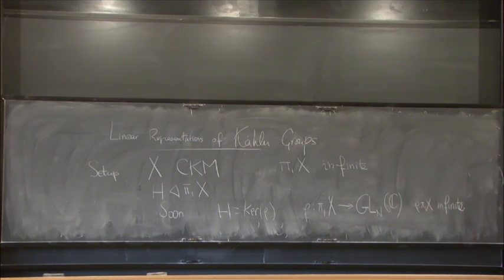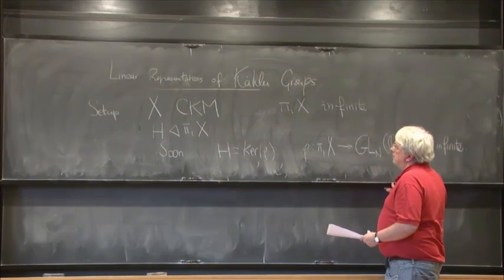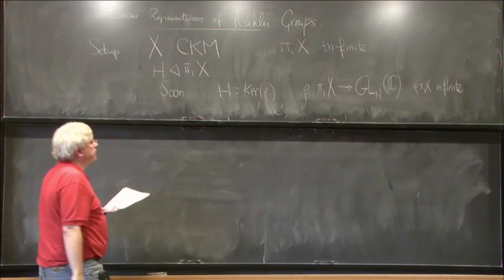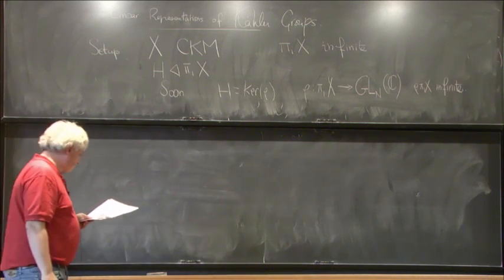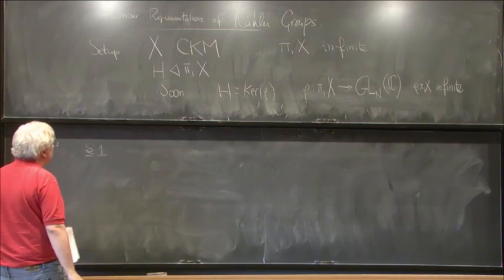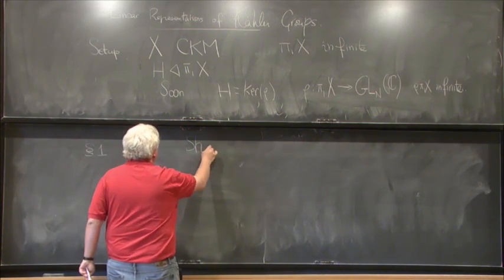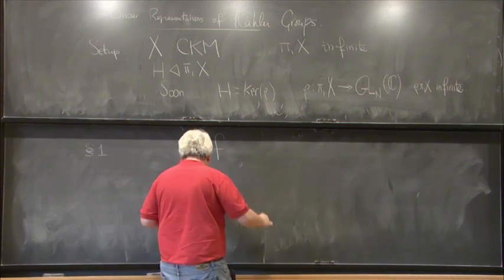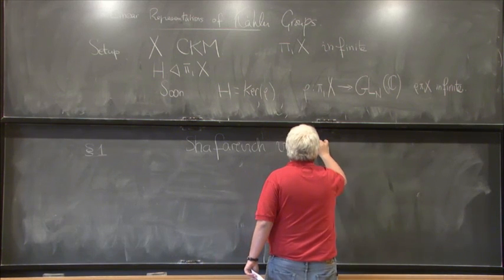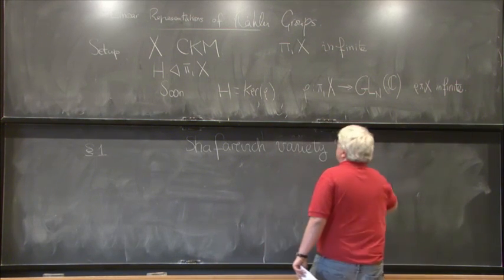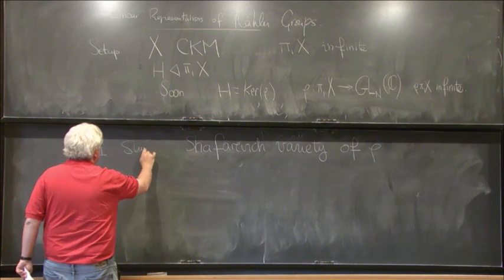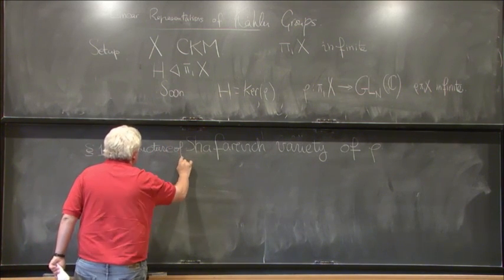If we want to control this object geometrically, the important object was introduced by Kollár and Campana, and it is the Shafarevich variety of ρ.